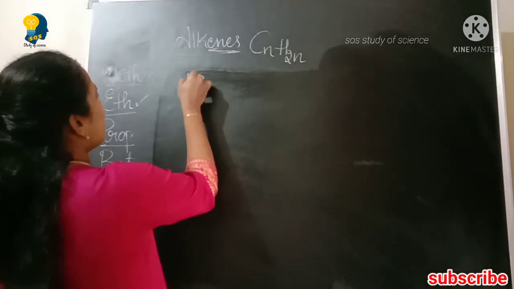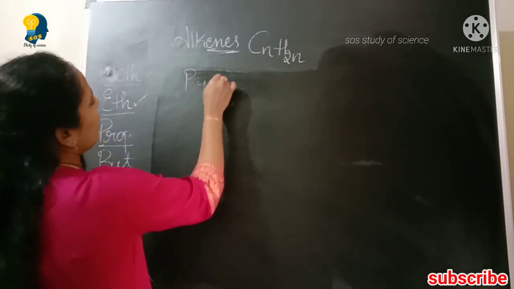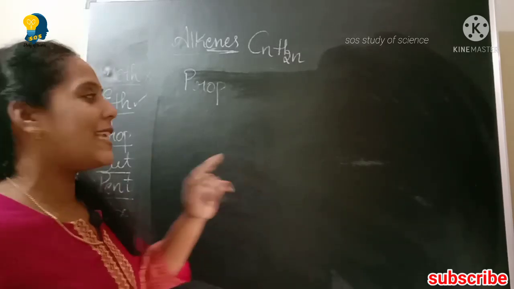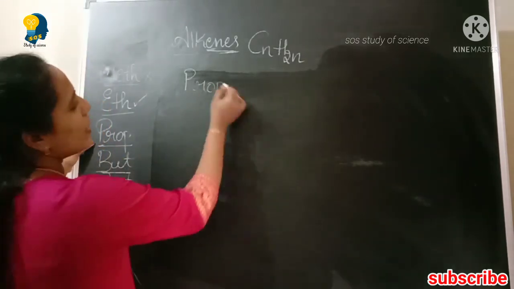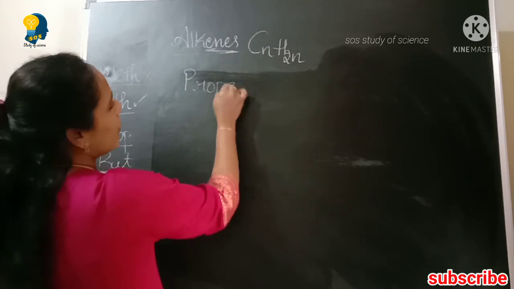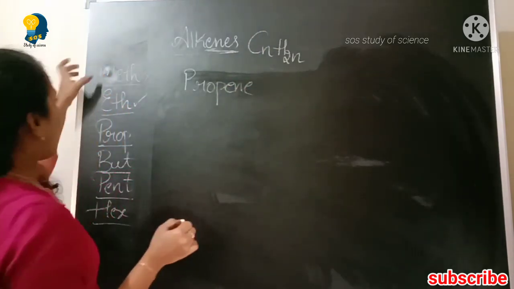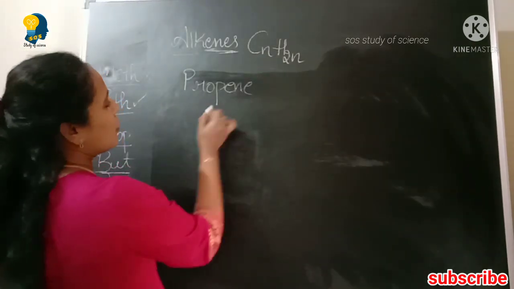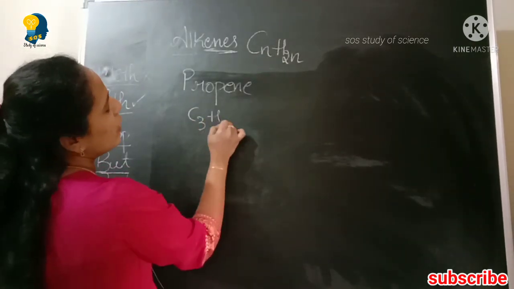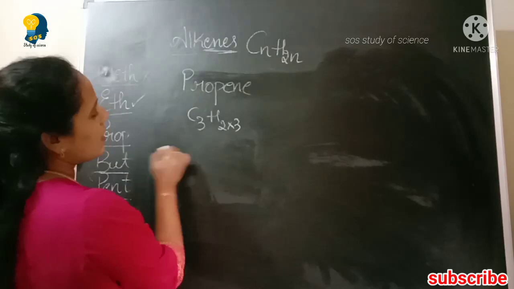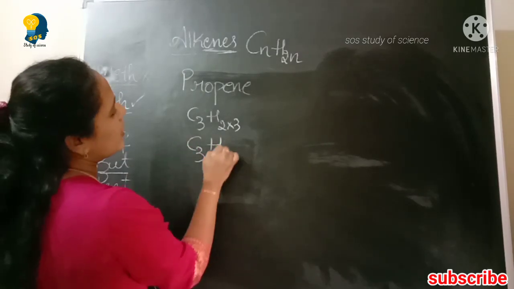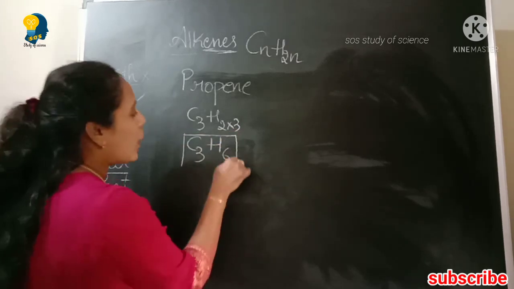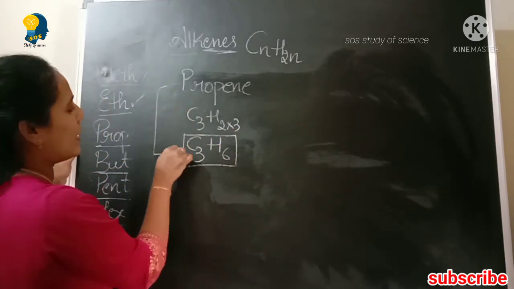The next member is prop. We have learned the first member under alkene is eth, so prop is the next member, and our unsaturated hydrocarbon ending is ene. Under the word root, prop comes in the third position. So n equals 3. CnH2n gives C3H2 into 3, that means C3, 2 threes are 6. C3H6 is the molecular formula for propene.